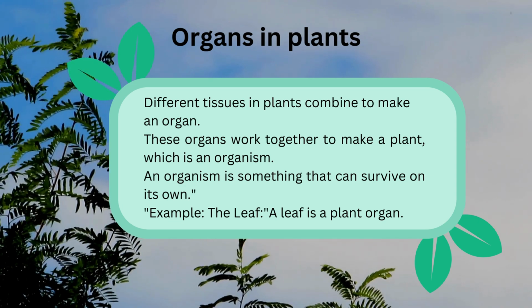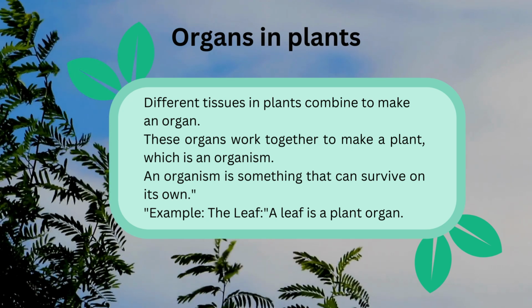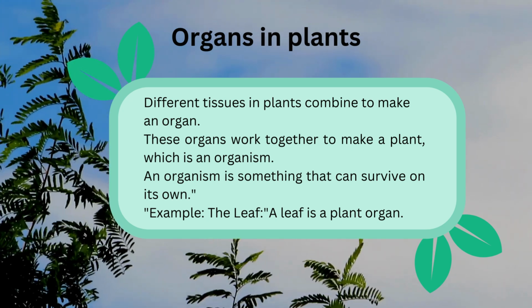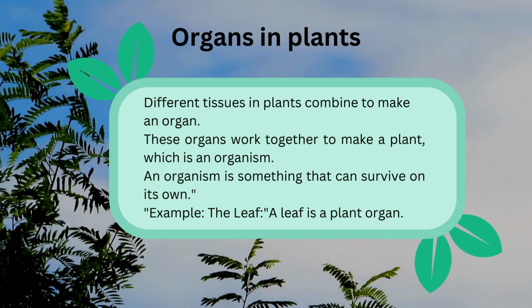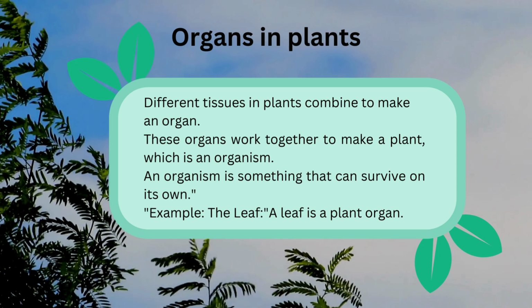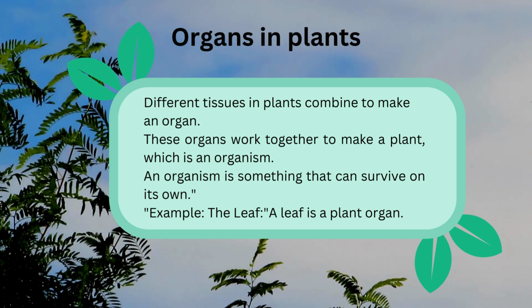Organs in plants. Dear students, as we already studied about tissues in plants, now we can understand the organs of plants. Different tissues in plants combine to make an organ. These organs work together to make a plant, which is an organism. An organism is something that can survive on its own.